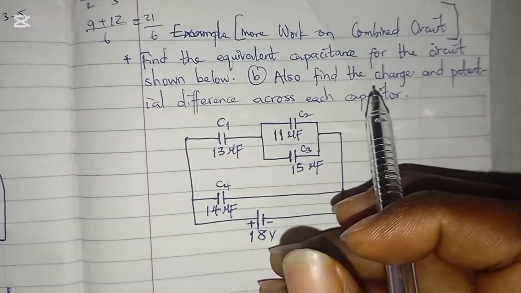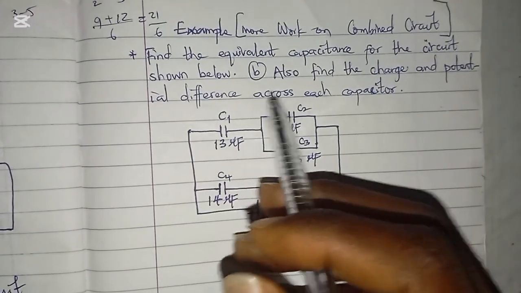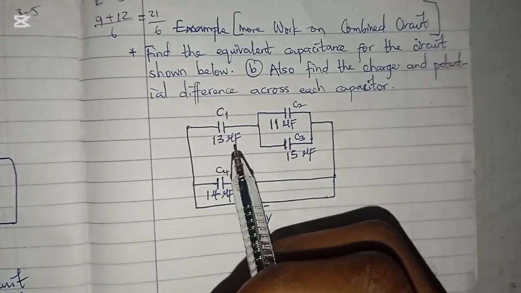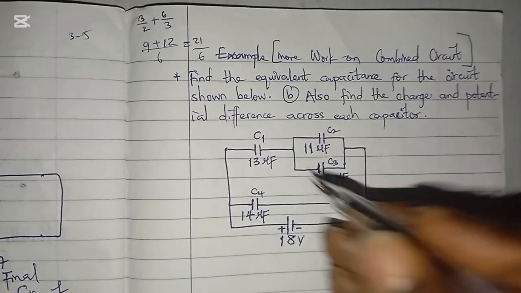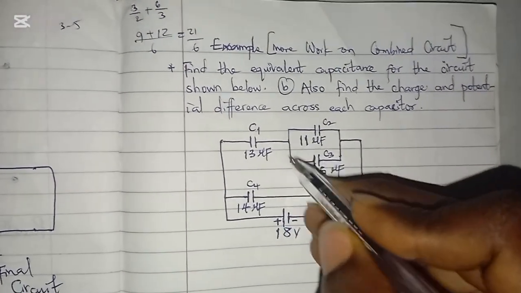The question says find the equivalent capacitance for the circuit shown below. Also find charge and potential. So when you see this question, the first thing I want you to do is to first of all look at the parallel. I've told you.